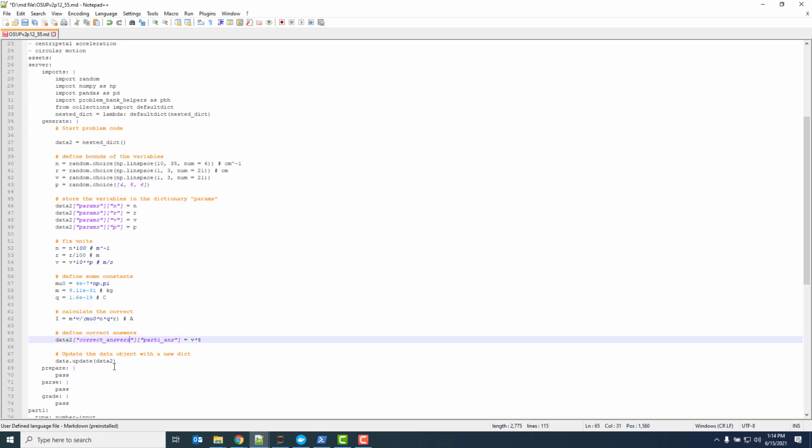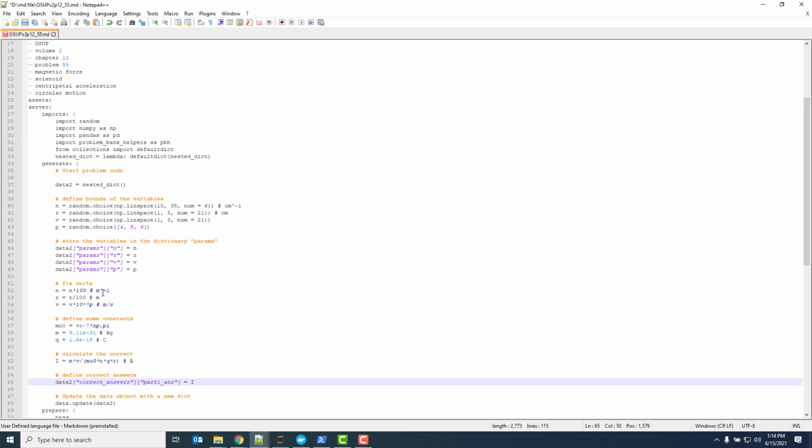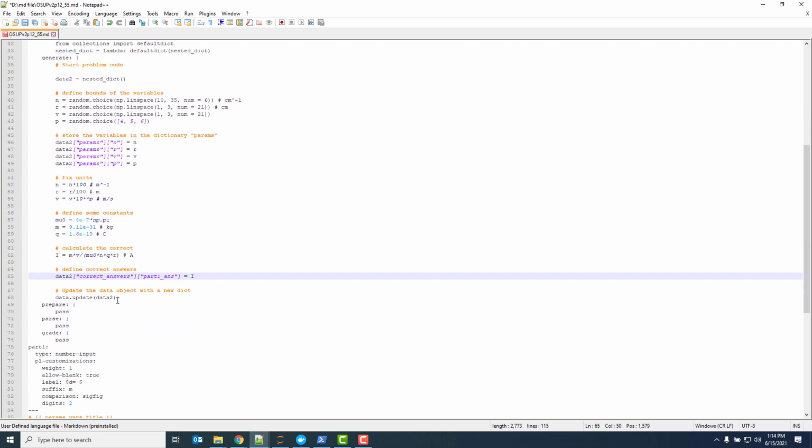Okay, so now we need to pass the correct answer into the question file that's going to be generated, and we'll just say that the correct answer is going to be equal to I. And that's it. This part is going to be populating what is going to be called server.py, and it's one of the PrairieLearn files that's required. So we'll leave this part the same, and then there are some prepare, parse, grade sections that we're not going to touch, but we will come back to in a future video, I hope.